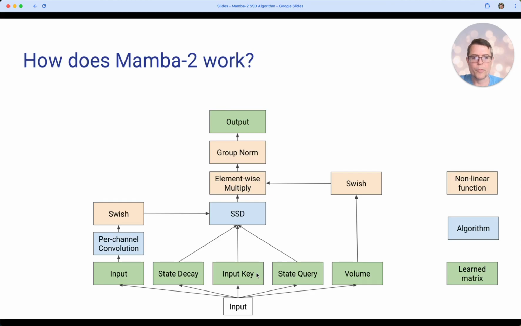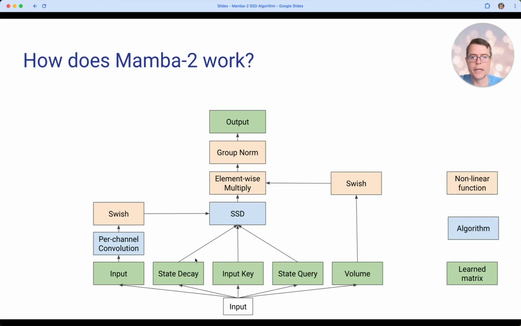And so you produce those, and you also create a volume matrix. And so this path of the algorithm basically allows you to learn how much volume to give the output coming out of the core SSD algorithm. So you do this element-wise multiply.